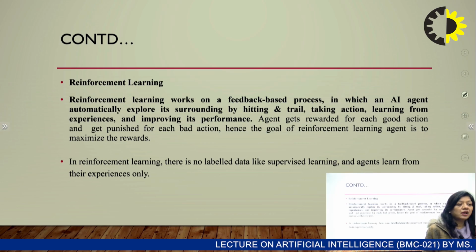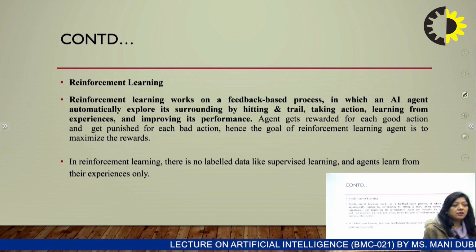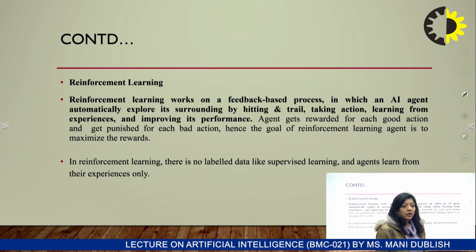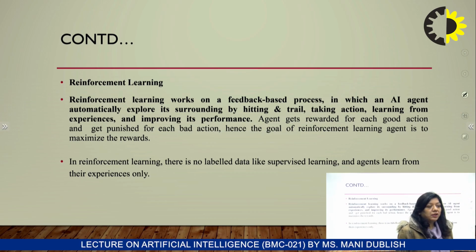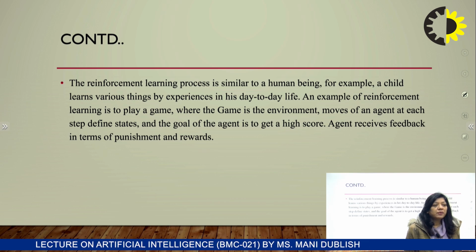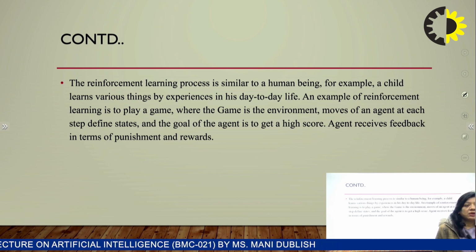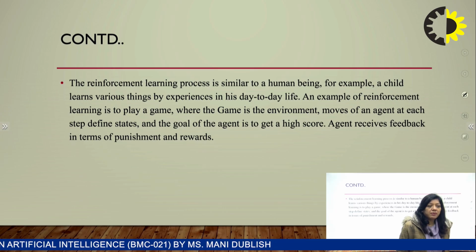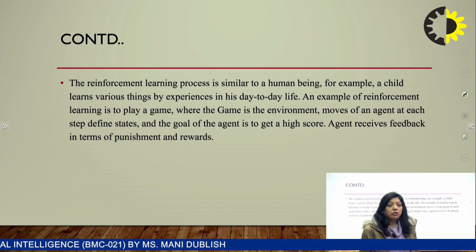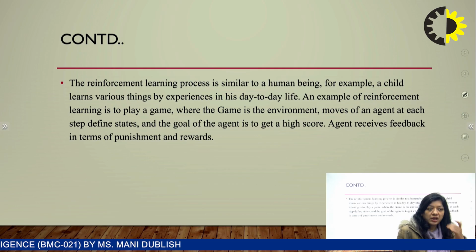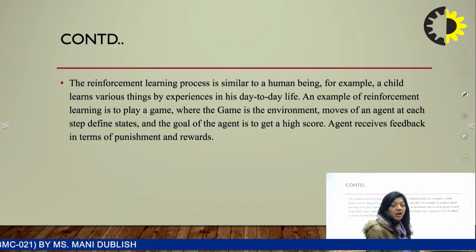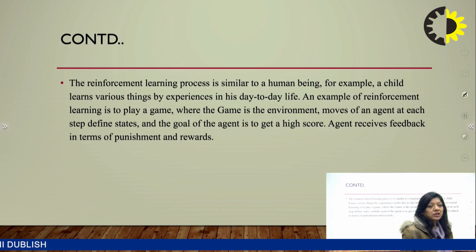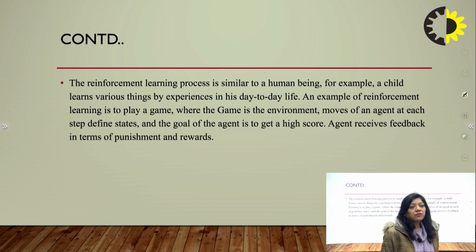In reinforcement learning, there is no labeled data like in supervised learning, and agents learn from their experience only. The reinforcement learning process is similar to that of a human being. For example, a child learns various things by experience in his day-to-day life. An example of reinforcement learning is playing a game, where the game is the environment, the moves of an agent at each step define states, and the goal of the agent is to get a high score. The agent receives feedback in terms of punishment and reward.